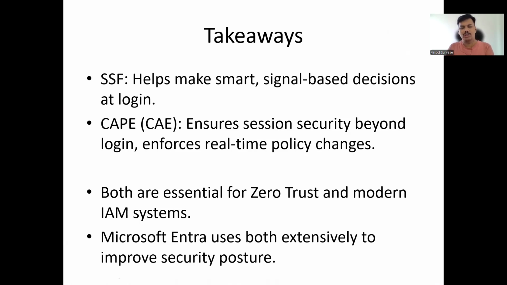And Microsoft Entra uses both extensively to improve security posture, right? And SSF is something which is still maturing in the Entra context, but definitely there are so many different scenarios as well as different use cases. Those would come up, and we would see more maturity, and we would see different levels of configurations and different things around it, right? So these are the takeaways around it, and so that's it.